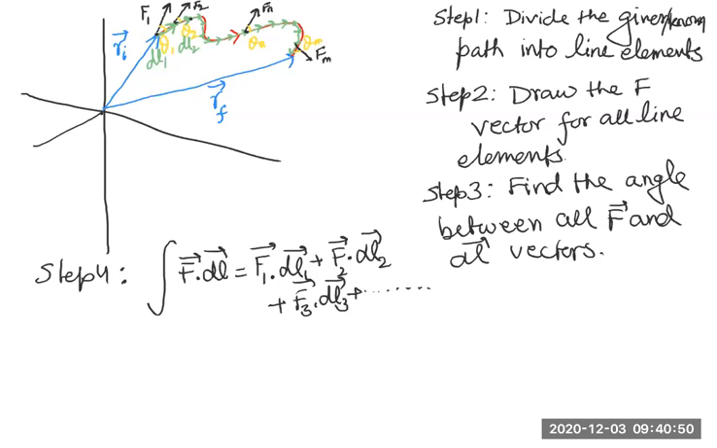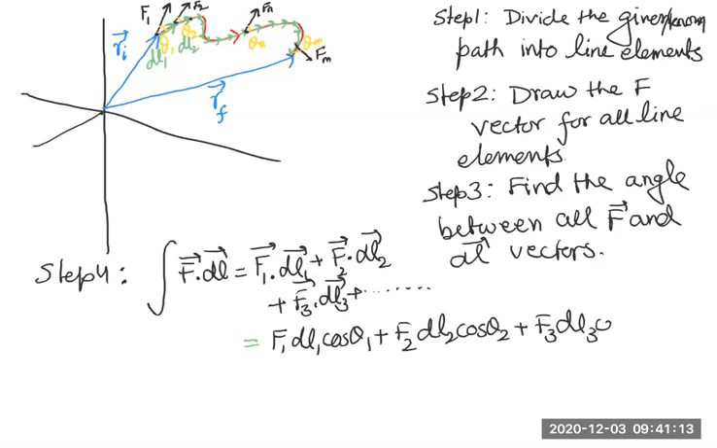Let's expand this. We know that this is equal to F1 dl1 cosine theta 1, F2 dl2 cosine theta 2, F3 dl3 cosine theta 3, and so on. We know this. We know how to carry out a dot product, right? And we have done that.